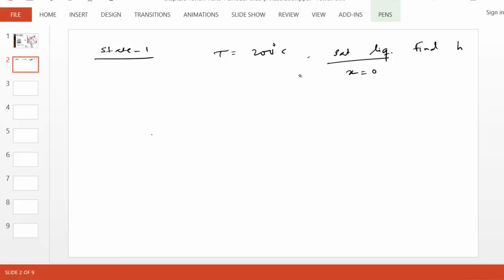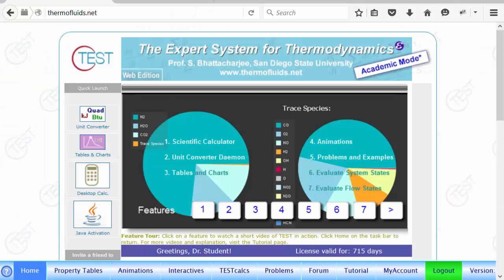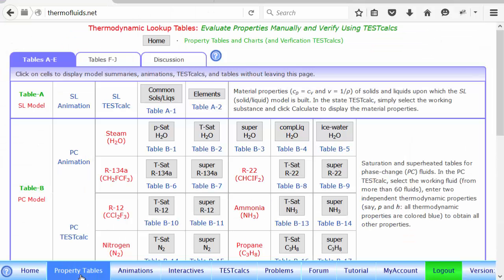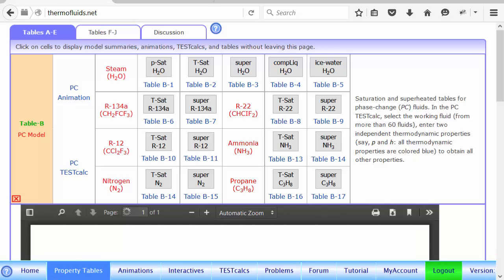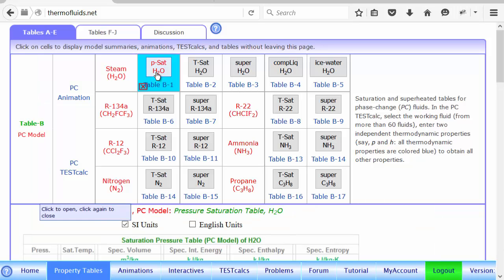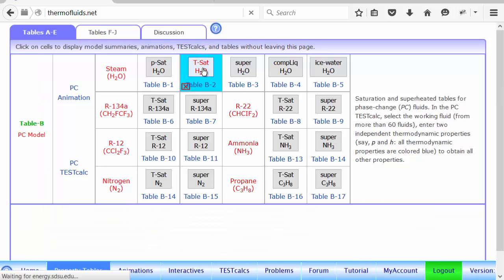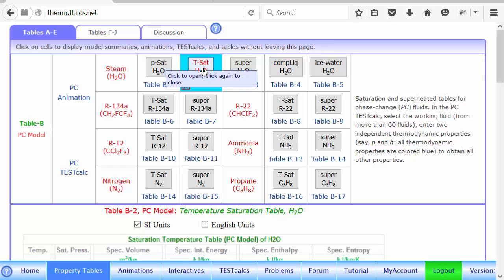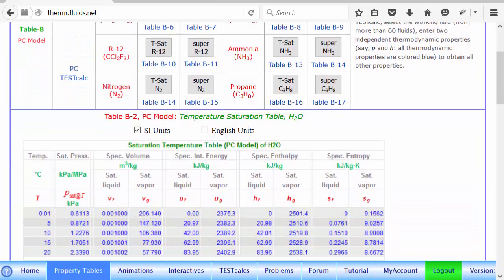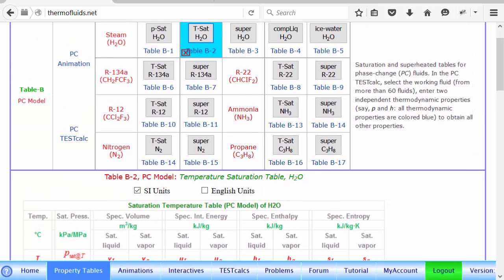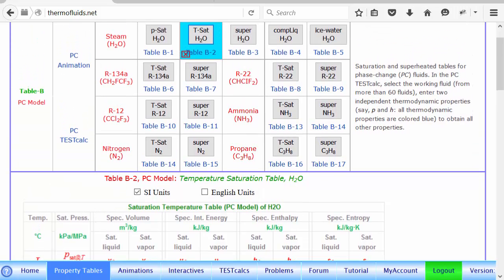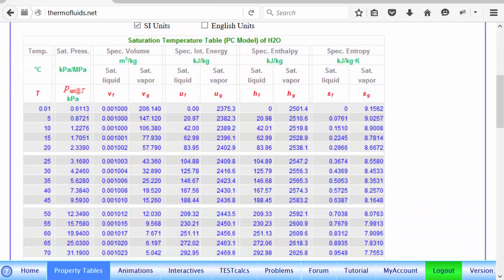So we go to property tables, PC model, and select the saturation table, pressure saturation table in this case, or temperature saturation. So there are two saturation tables, as you can see. In the temperature saturation table, the only difference is that the temperature appears as the first column, whereas the pressure appears as the first column in the pressure table.